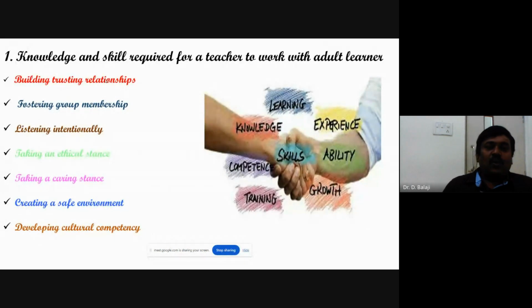Then if you do all these things, the students will believe you, and this builds a trusting relationship. Fostering group membership. Now the next: set team goals and cohesion. Members are attached to the group. So you have to group members. Everybody in the school, different kinds of students, will have different mindsets. Each individual is different and separate, so everybody's thinking pattern is different.